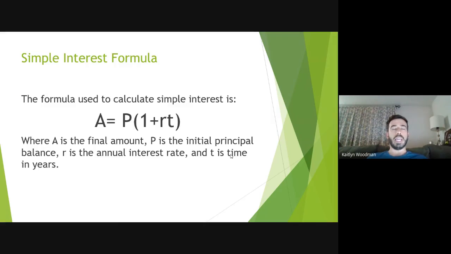So, the formula to calculate simple interest will be A equals P times 1 plus RT, where A is the final amount, P is the initial principal balance, R is the annual interest rate, and T is time in years.